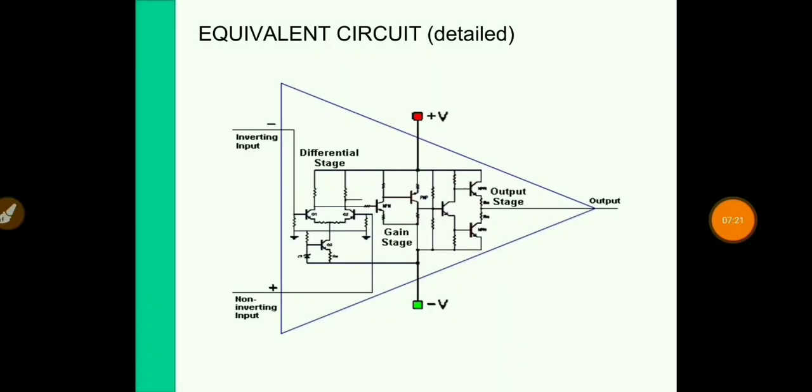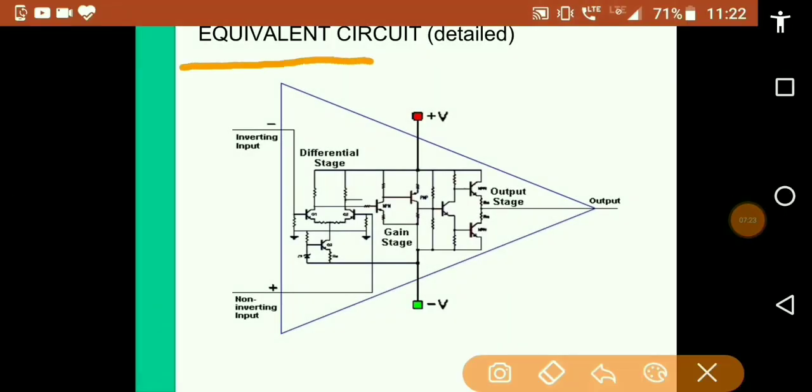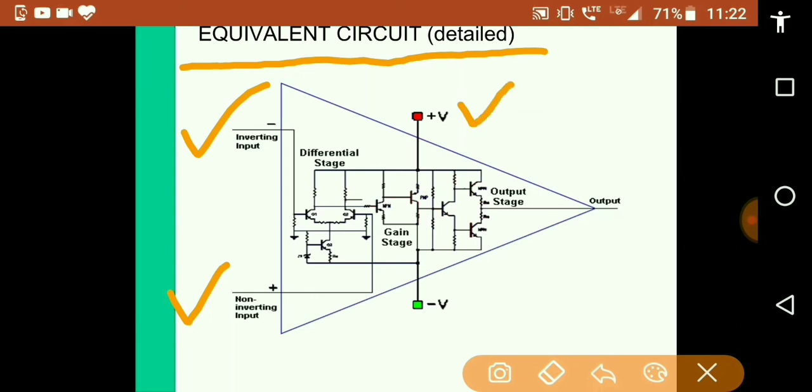So this is the detailed equivalent circuit. This is the inverting input, this is the non-inverting input, this is plus VCC, this is minus VCC, and this is the output. This is the input or differential stage, this is the gain stage, and this is the output stage. So this is the detailed equivalent circuit of an operational amplifier.